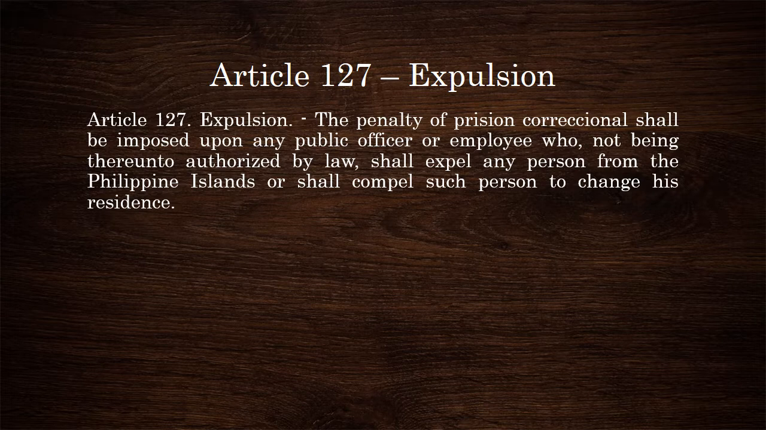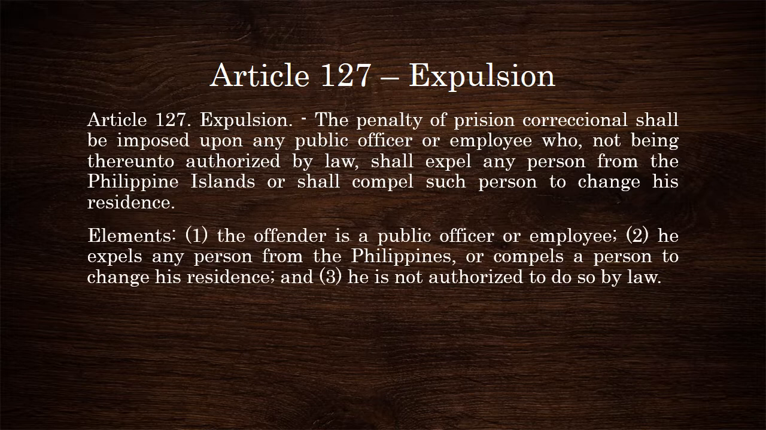Let's go to the last article for this video, the crime of expulsion in Article 127. The penalty of prision correccional shall be imposed upon any public officer or employee who, not being thereto authorized by law, shall expel any person from the Philippine Islands or shall compel such person to change his residence. What are the elements here? Number one, the offender is a public officer or employee. Number two, he expels any person from the Philippines or compels a person to change his residence. And number three, he is not authorized to do so by law.